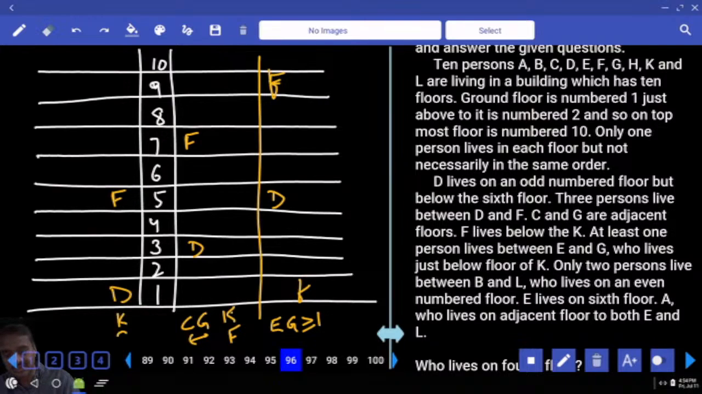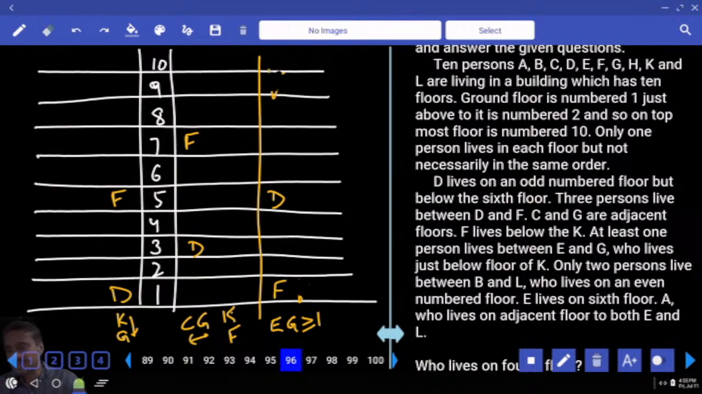K is here. G is just below the floor of K. K and G must be together. Then can we have F at this place? No. Why no? Because F lives below K, and above this F we need to have a minimum of 2 persons, which is not possible. F cannot be here. Now here again F is fixed.